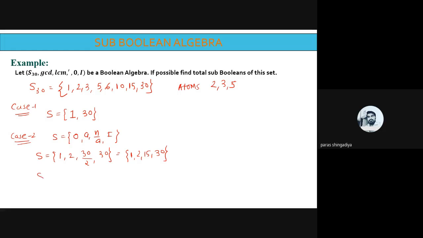Then for a equal to 3: 1, 3, 30 by 3 and then 30. Clear? So that is equal to 1, 3, 10 and 30. And now the third one, a equal to 5: 1, 5, then 30 by 5 and 30, the I element. So that is equal to 1, 5, 6 and 30. So these three sets we have are the sub-Boolean algebras which contain 4 elements.